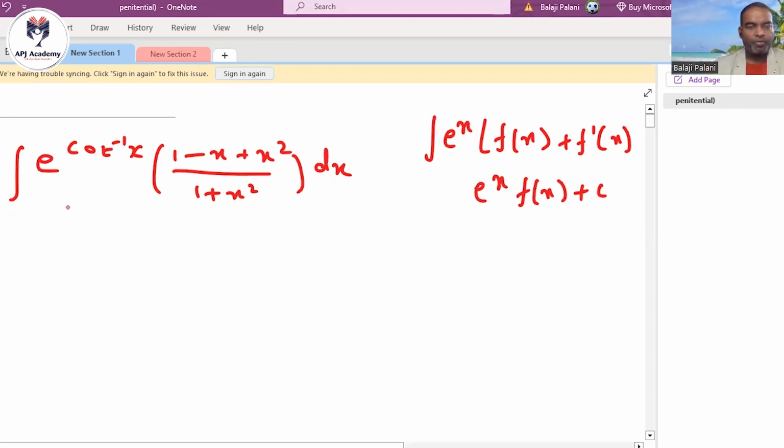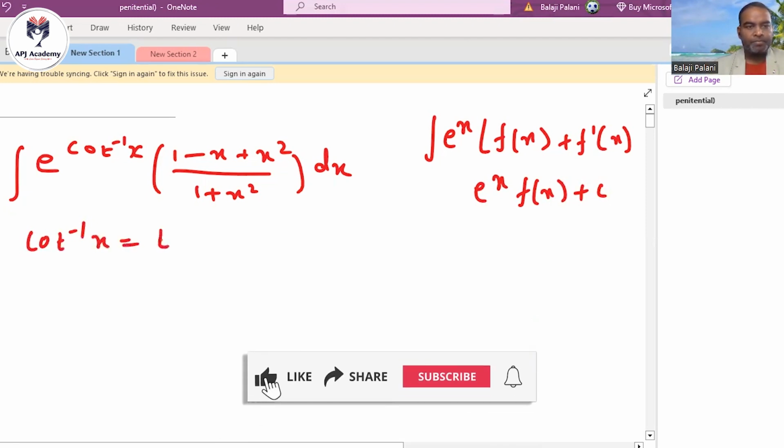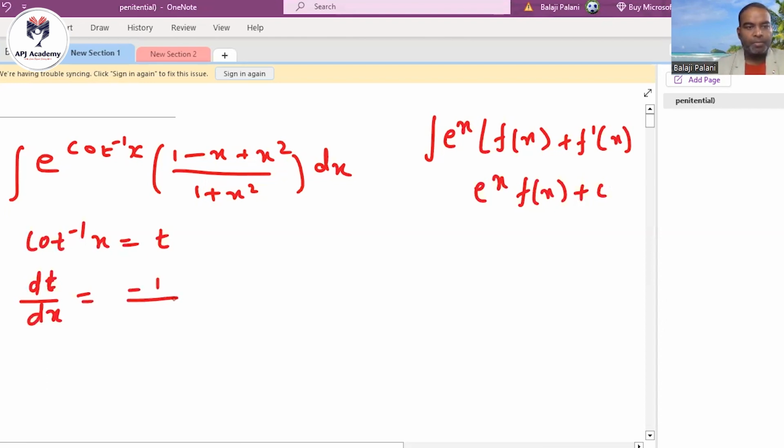So now we need to bring it to the e power x format. So let's take cot inverse x as t. Cot inverse x, let's take it as t. So immediately what do we do? We will just get dt by dx. This is the basic substitution method. Dt by dx will be minus 1 by 1 plus x square, right? Cot inverse x's derivative is minus 1 by 1 plus x square. Therefore, dt will be minus 1 by 1 plus x square dx.